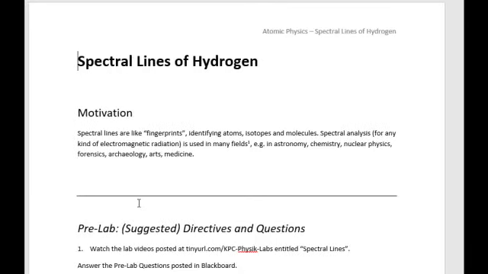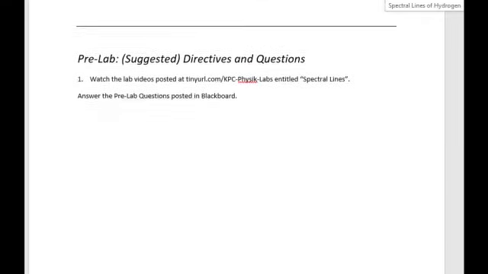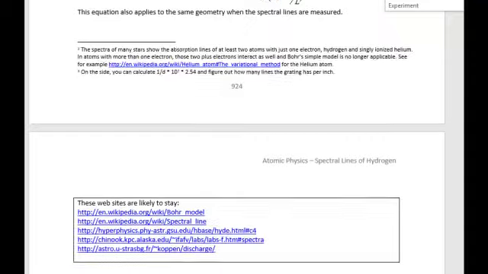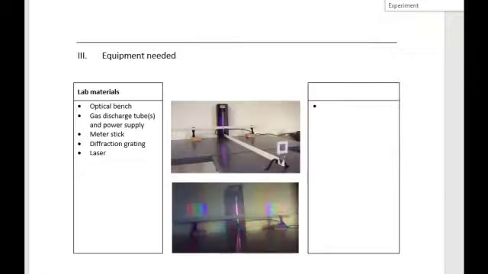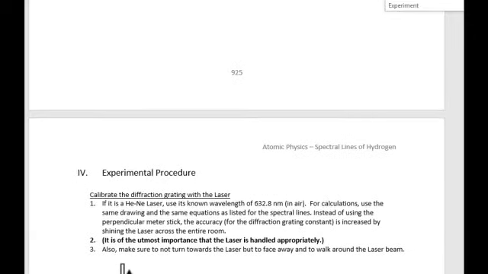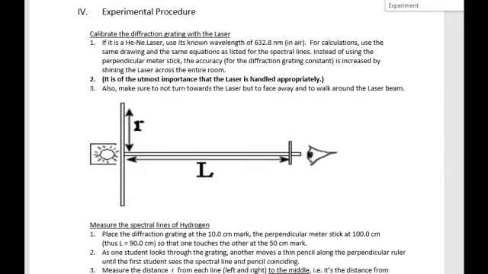Alright, so here's the lab on spectral lines of hydrogen, motivation, and the theory of the experiment. Here, kind of around here, I actually did post something else about diffraction grating in an updated document, but since I'm back in my office, I don't have access to that just now.